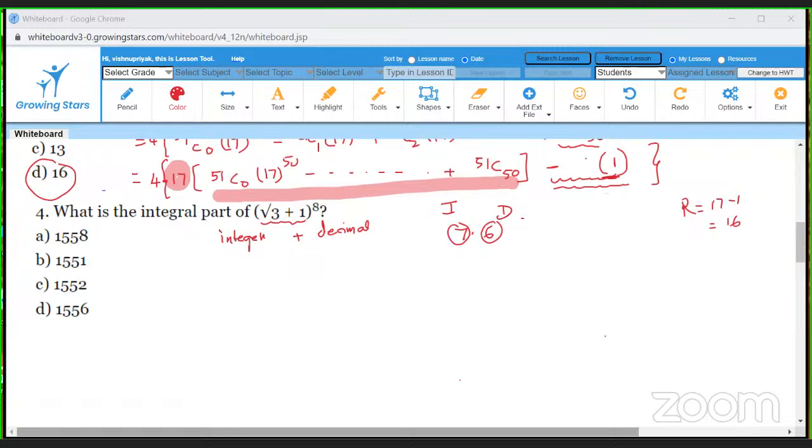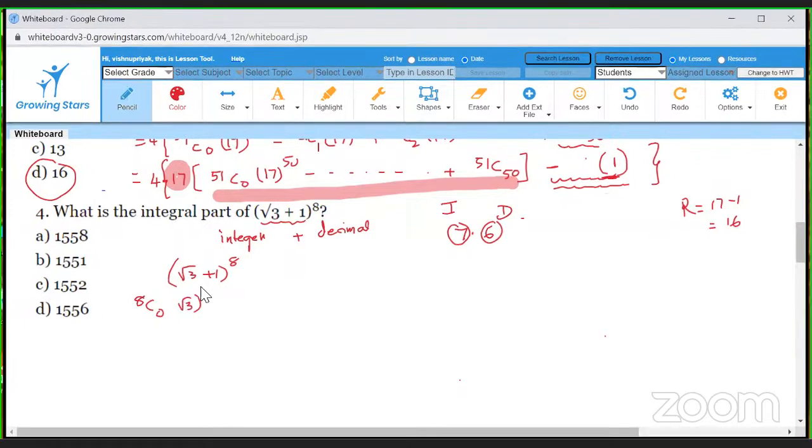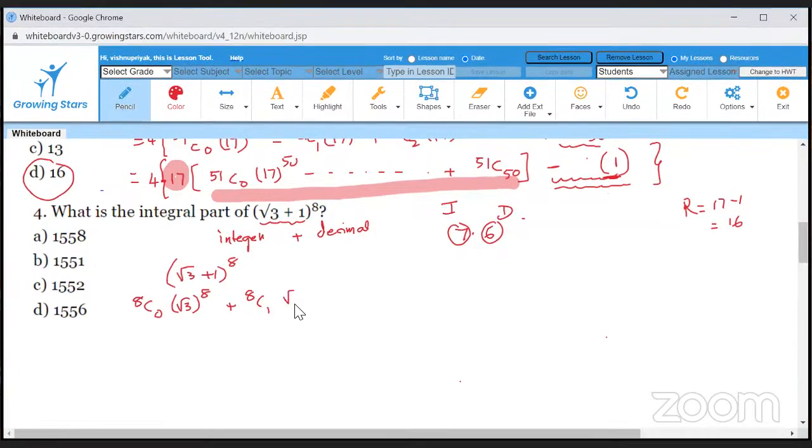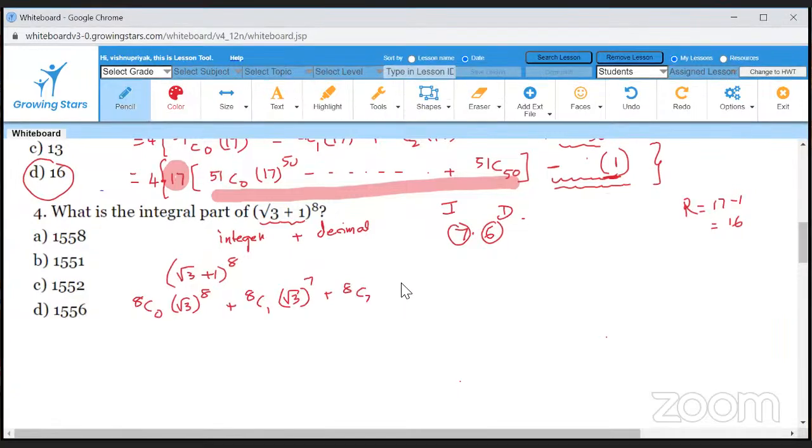So what we will do is we will expand this. Root 3 plus 1 power 8, we will expand. 8C0 root 3 power 8, 1 power will be 1 only, so I'm not worried. 8C1 root 3 power 7. 8C2 root 3 power 6.